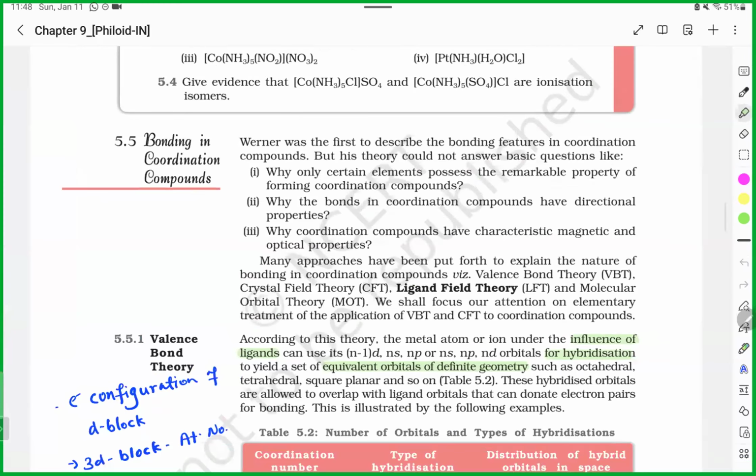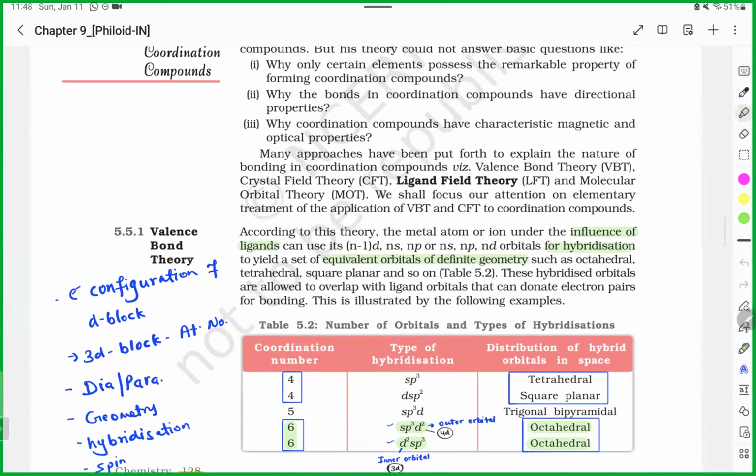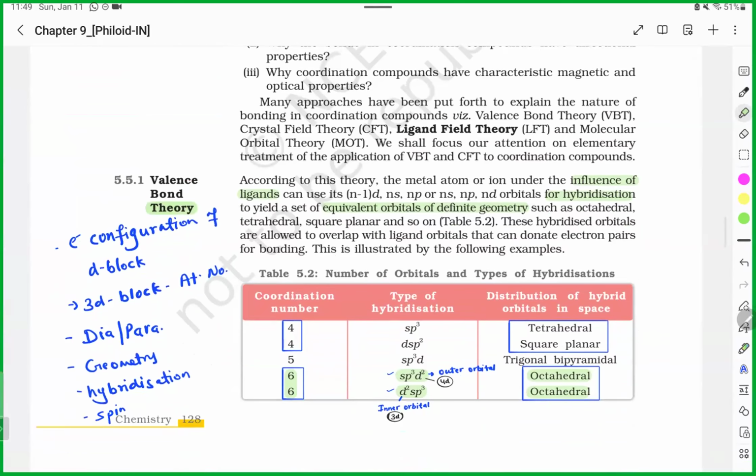So, bonding in coordination compounds. Here we have different types of theory. The first theory is the valence bond theory. This valence bond theory says that we have a metal and we have a ligand. Okay, the metal reacts according to the ligand.